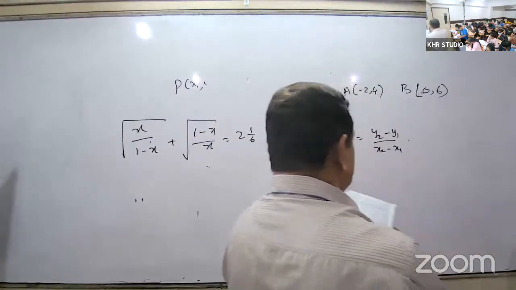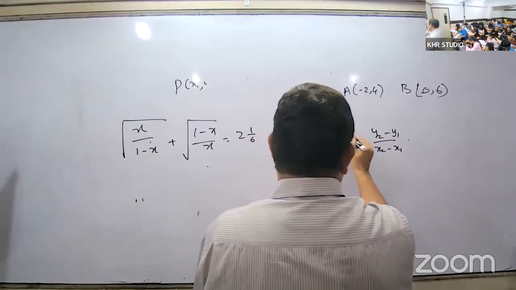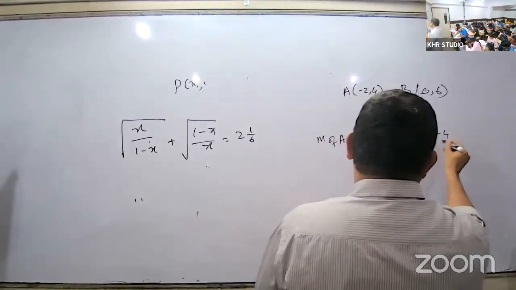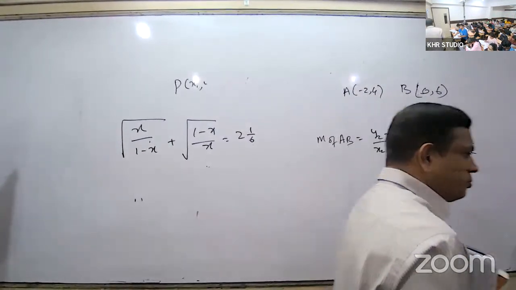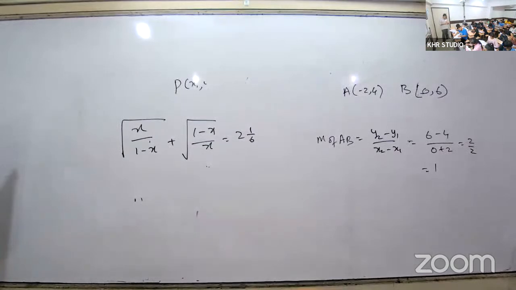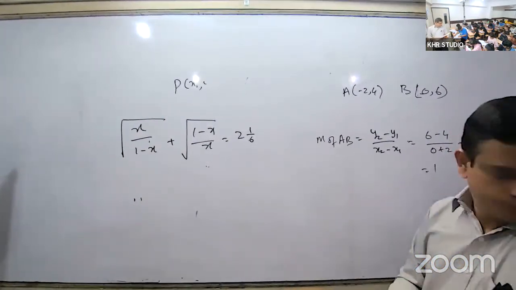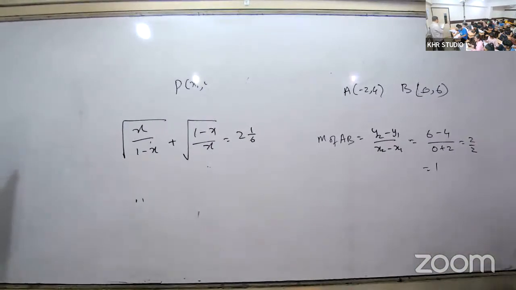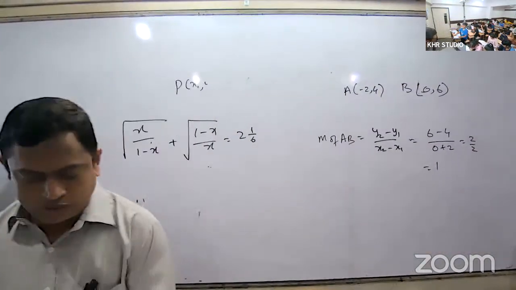Slope of AB is equal to (6 minus 4) upon (0 plus 2), which is 2 by 2, equal to 1. When the lines are parallel, slopes are equal. Therefore, slope of the parallel line is equal to 1. That's all of you? Yes. Completed all of you? Yes.